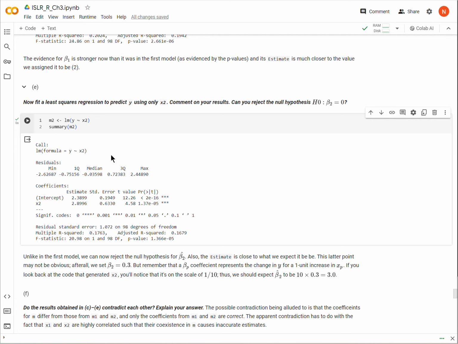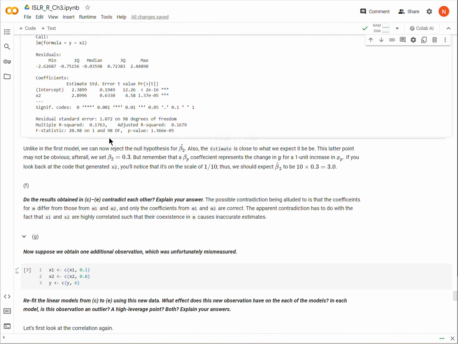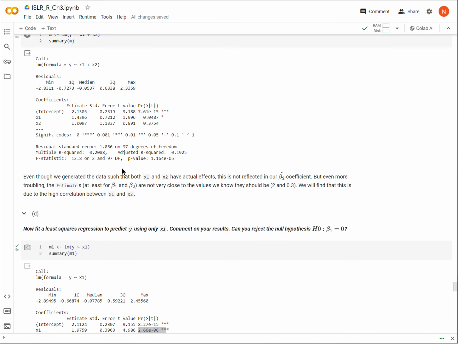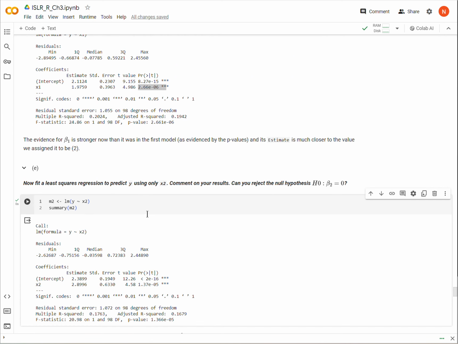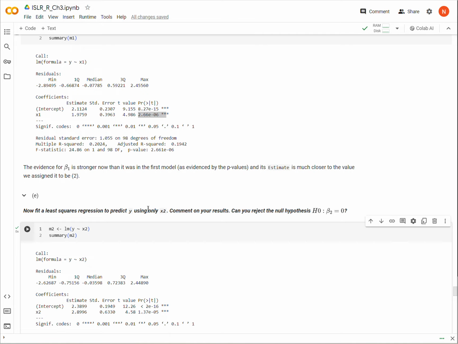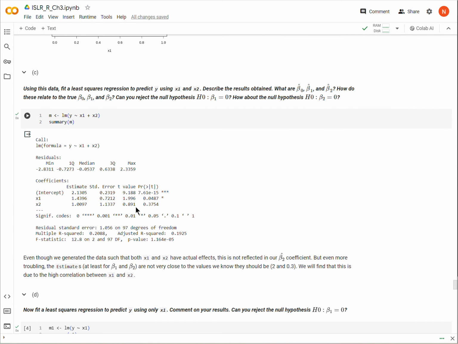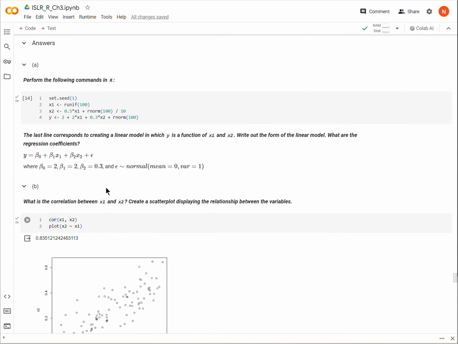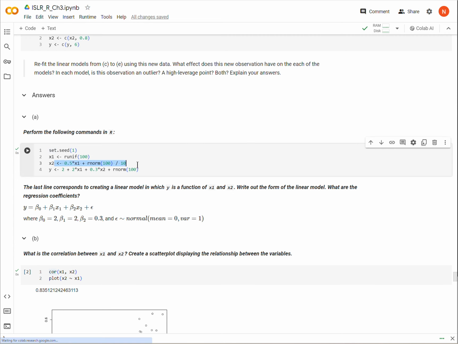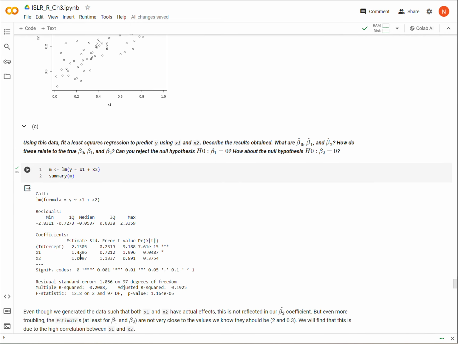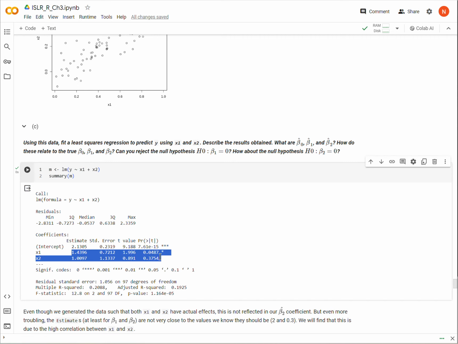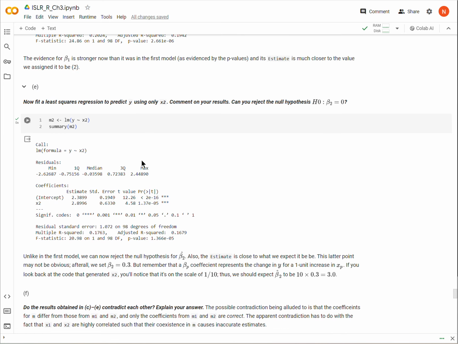Okay, so now we've seen this thing where when we regress y on x1 and y on x2, we get the values that we know should be there according to the data that we generated up here. Okay, but when we regress both of them together, we get values that do not look familiar to us according to how we generated the data.